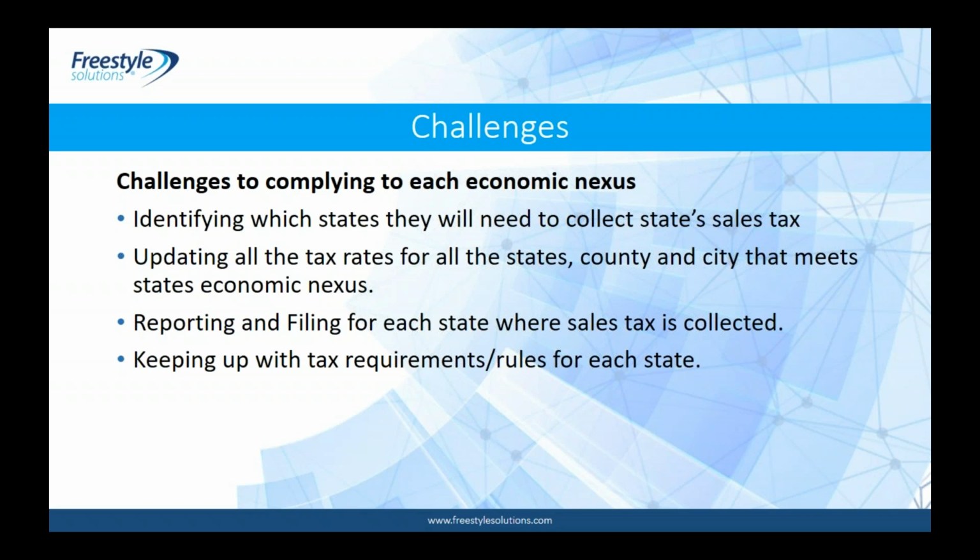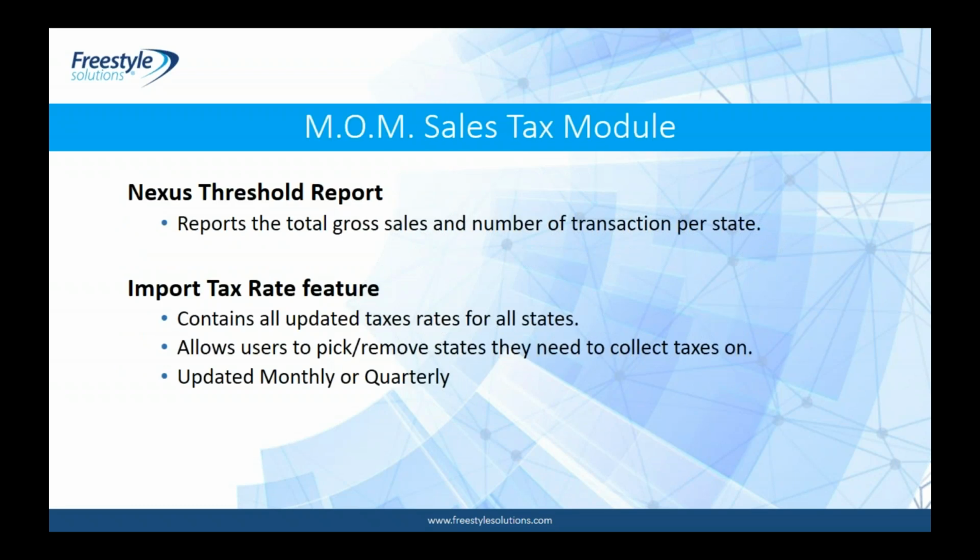So what we've done is create and introduce a module that will be in Multi-Channel Order Manager. We'll include a Nexus threshold report, which Ian will show in a little bit. Going over the report, we'll go over the total gross sales and number of transactions per state, and then we'll give you the ability to import your tax rate feature. It contains all the updated tax rates for all your states and allows users to pick or remove states that they need to collect sales tax on. This is updated either monthly or quarterly.